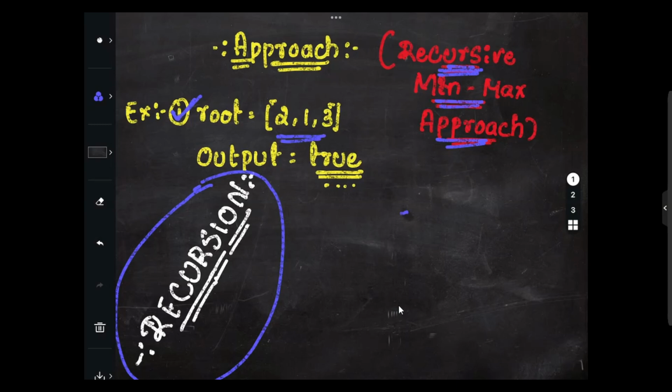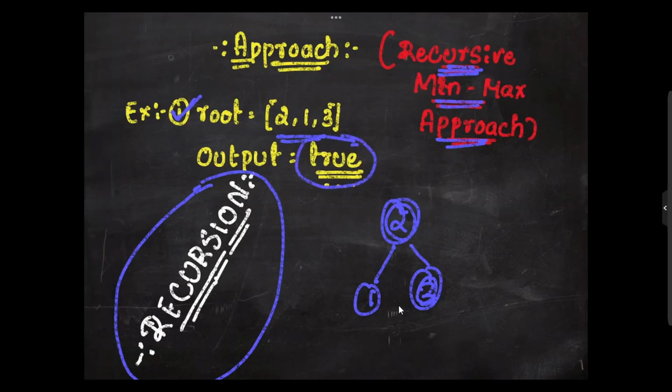So root here, 2, 1, 3 we have. This satisfies all the conditions to be a BST. The left value is lesser than the root node, and the right subtree value is greater than the root node. So this is true. If it satisfies all the conditions to be a valid BST, then we return true. The output will quite obviously be true in this case.